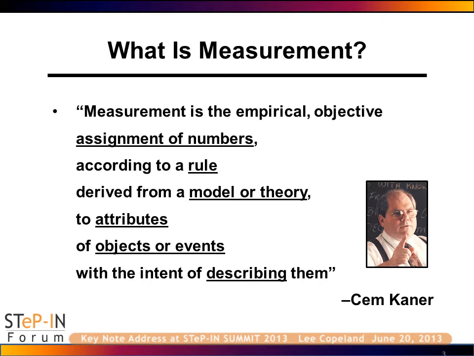Well, my friend Kaner has one of the better definitions, I think. He says measurement is the empirical objective assignment of numbers according to a rule derived from a model or a theory to attributes of objects or events with the intent of describing them. Now, I know that's a mouthful, but I think that's what measurement is. It's the assignment of numbers, not just randomly or arbitrarily, but according to some rule or based on some model or theory to attributes of objects or events. And why do we do this? We're trying to describe them, trying to speak with each other about them.